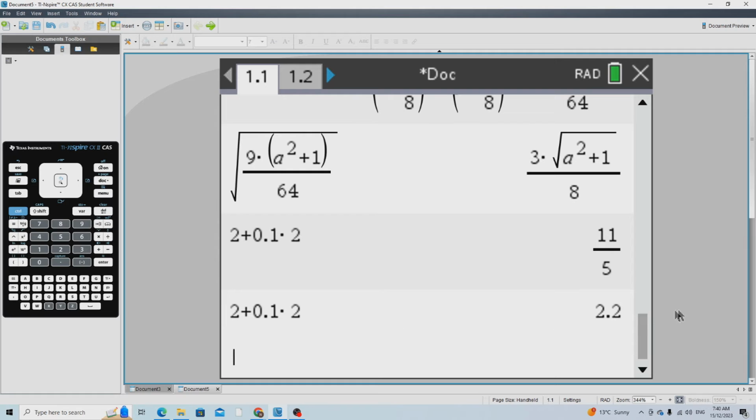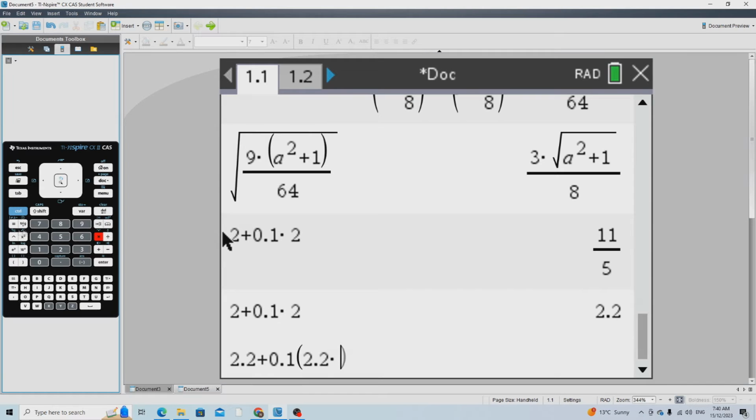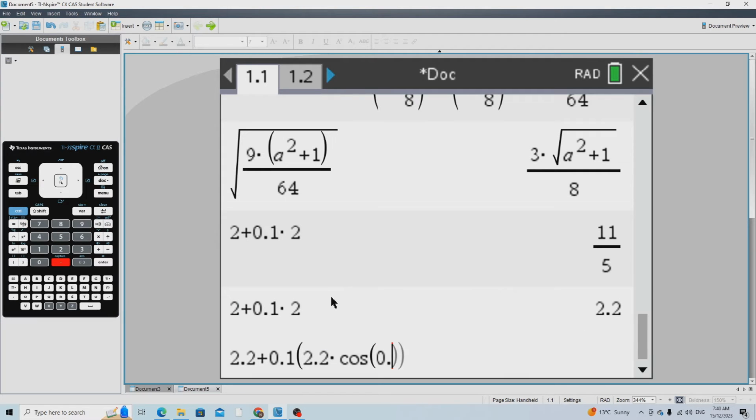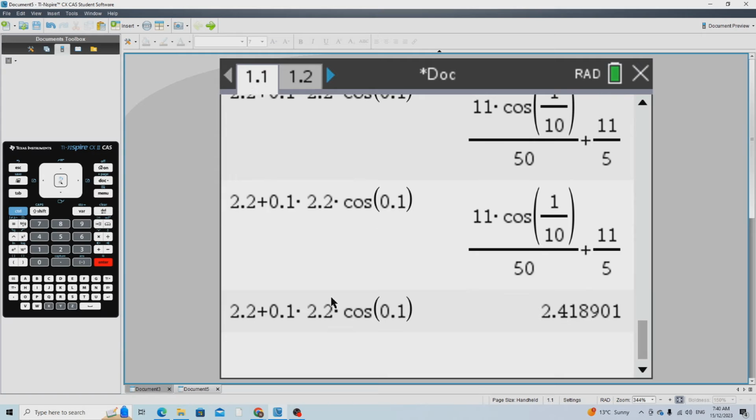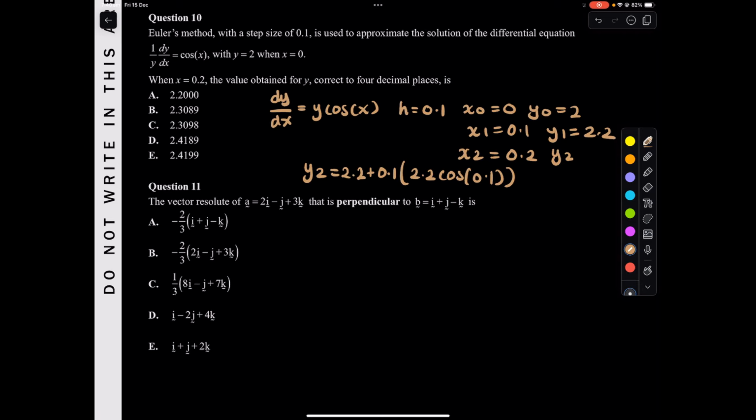So this over here, plus 0.1 times 2.2 times cosine 0.1. Control enter, we get 2.4189. And which one does that look like? 2.4189 looks like D is your answer for that one. Is that right? Yes, 2.4189 to 4 decimal places. Great, that looks good.